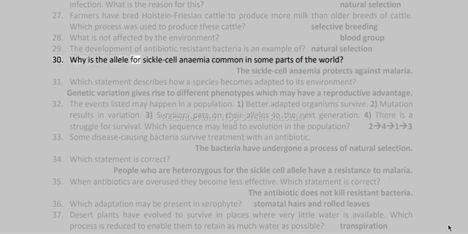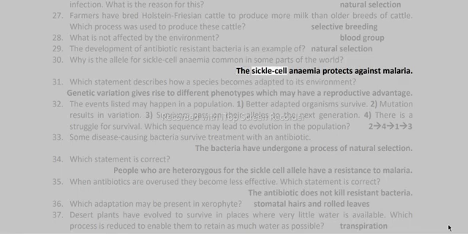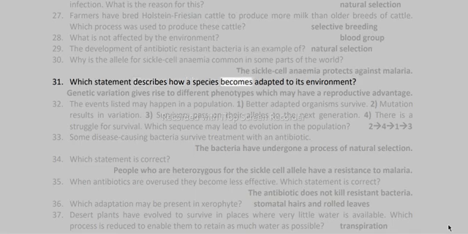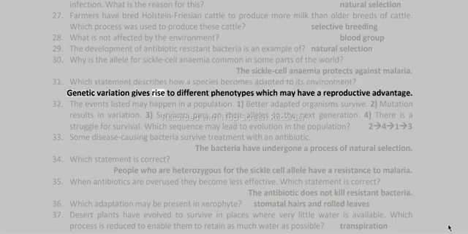Question 30. Why is the allele for sickle cell anemia common in some parts of the world? The sickle cell allele protects against malaria. Question 31. Which statement describes how a species becomes adapted to its environment? Genetic variation gives rise to different phenotypes which may have a reproductive advantage.